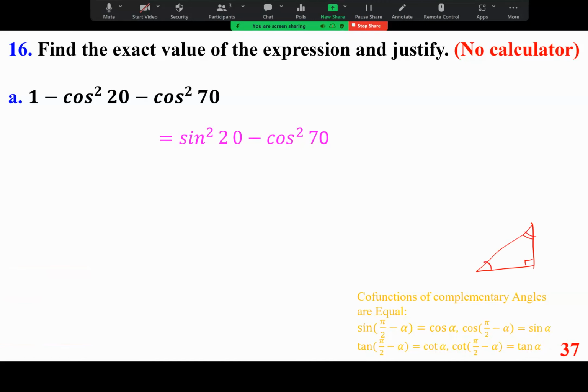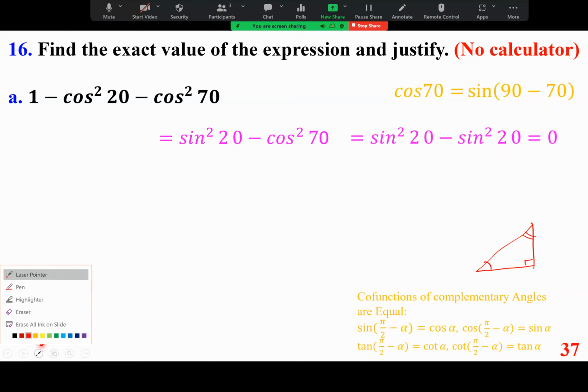This angle and this angle add up to 90 degrees. So sine of one is cosine of the other. That's the concept. With that being the case, for example, cosine of 70 is the same as sine of 20, okay? 90 minus 70. So we replace this with sine squared 20 and it becomes 0. So again, as long as the two numbers add up to 90 degrees, sine is the same as cosine of the other one. For the sake of argument, so you see what I'm talking about here.